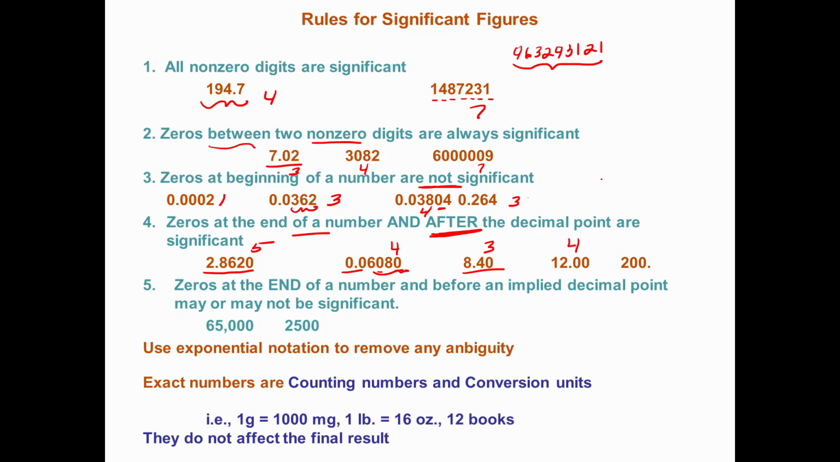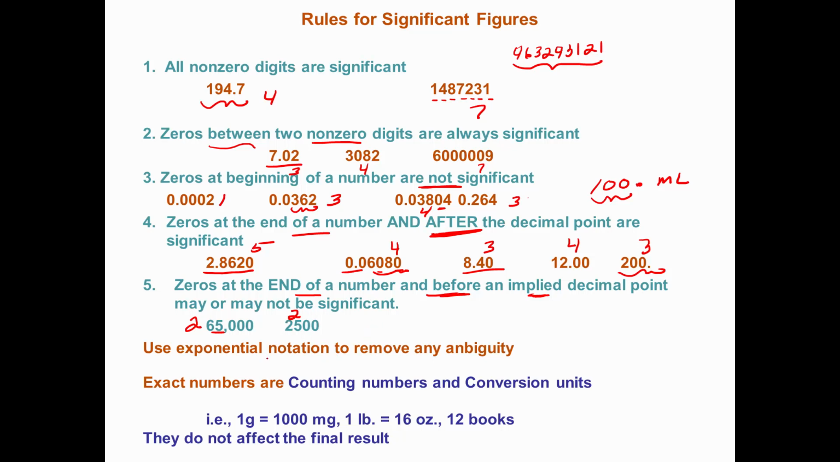Now, you might see something like this. Anytime you see the decimal point after a number that ends in zeros, that means all of the zeros are significant. So here we would have 3 significant figures. Zeros at the end of a number and before an implied decimal point may or may not be significant. We don't know. We would need more information here. So all I can say for sure is that this one has 2 significant figures. This one has 2 significant figures.